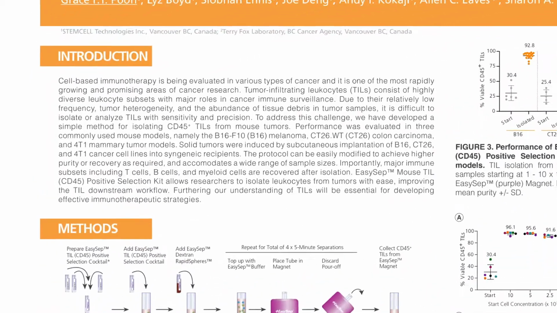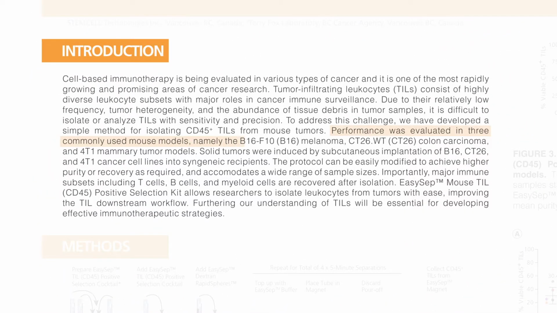Three commonly used mouse models, namely the B16 melanoma, CT26 colon carcinoma, and 4T1 mammary tumor models, were selected for protocol optimization. Solid tumors were induced by subcutaneous implantation of B16, CT26, and 4T1 cancer cell lines into syngeneic recipients.